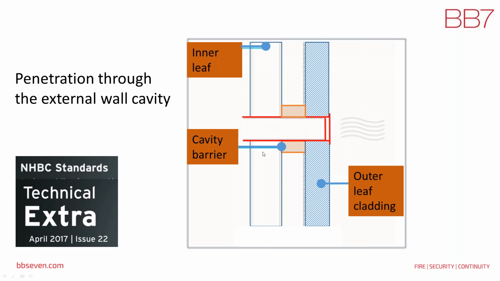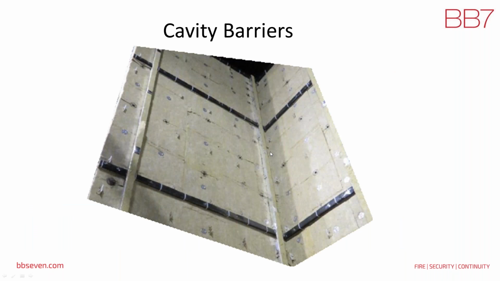So what I'm going to show you now is some cavity barriers that have been fitted to walls. Now you'll note that these are testing walls, the full scale test British Standard 8414. And on this particular slide, you'll see mineral wool insulation and two sets of fire barriers. And I'll colour them in for you so that you can get an idea.